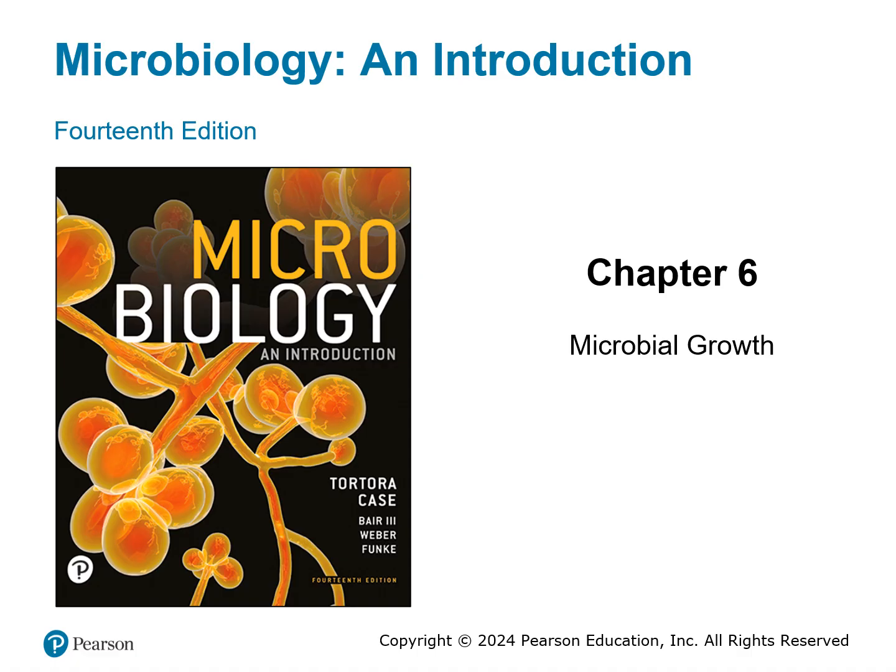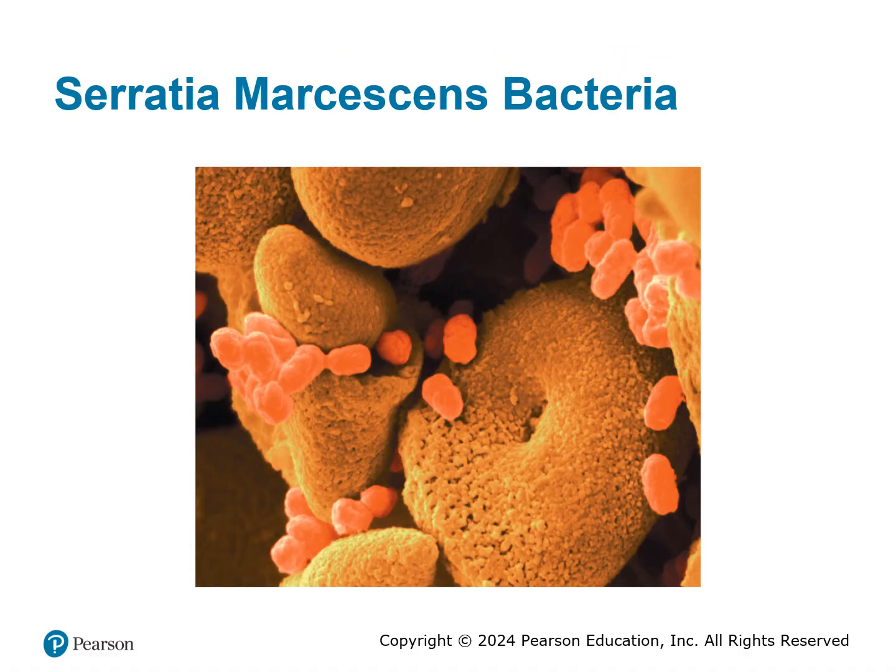Hello, this is part 1 of Chapter 6, Microbial Growth. This is an example of a bacteria, Serratia marcescens. It produces a red pigment.